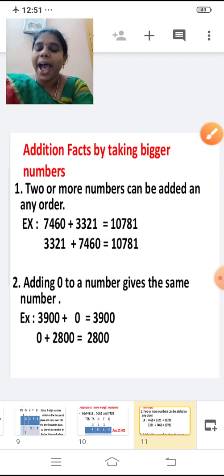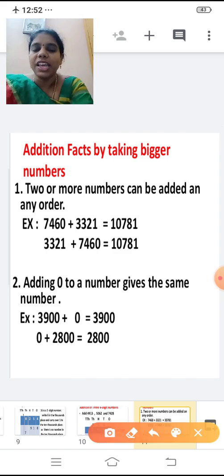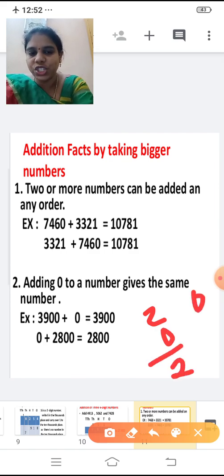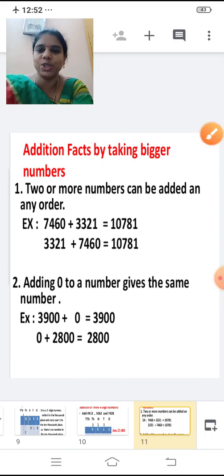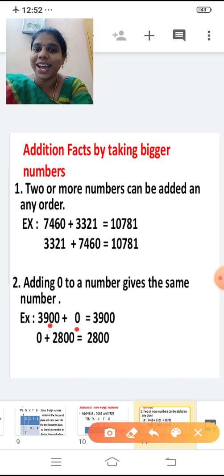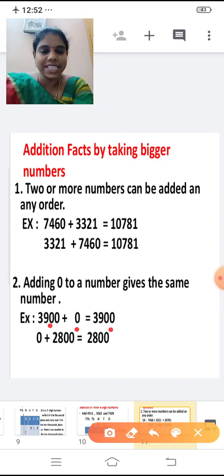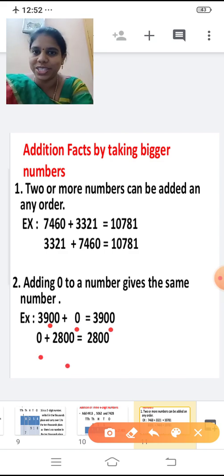And next one, adding 0 to a number gives the same number. If I add 2 plus 0, the answer is 2. Right? If I add 0 plus 2, the answer is 2. It is the same way for bigger numbers also. 3,900 plus 0, the answer is 3,900. In the same way, if I add 0 plus 2,800, the answer will be the same, 2,800.